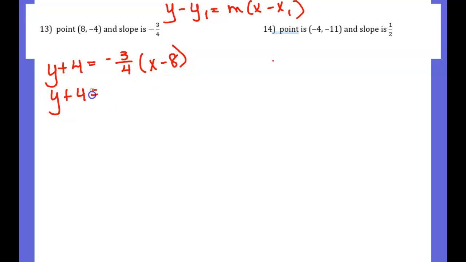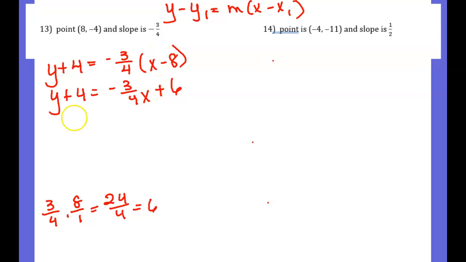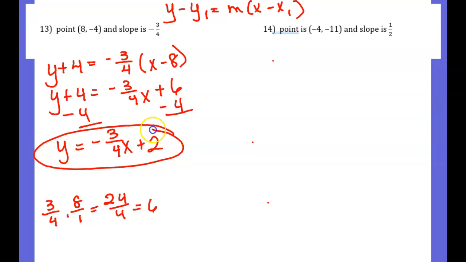Y plus 4 is equal to negative 3/4 x. This is negative 3/4 times negative 8. Now remember, when you multiply fractions, you go straight across. It's a negative times a negative, so it's a positive 6. Then we're going to subtract 4 from both sides. And our y is going to be equal to negative 3/4 x plus 2. I'm just combining that positive 6 and the negative 4.